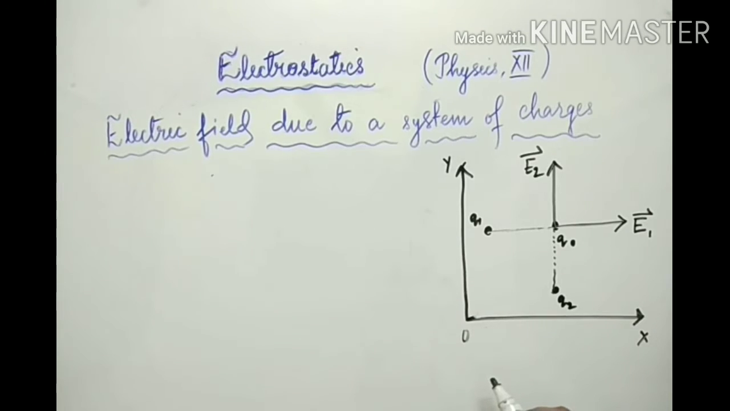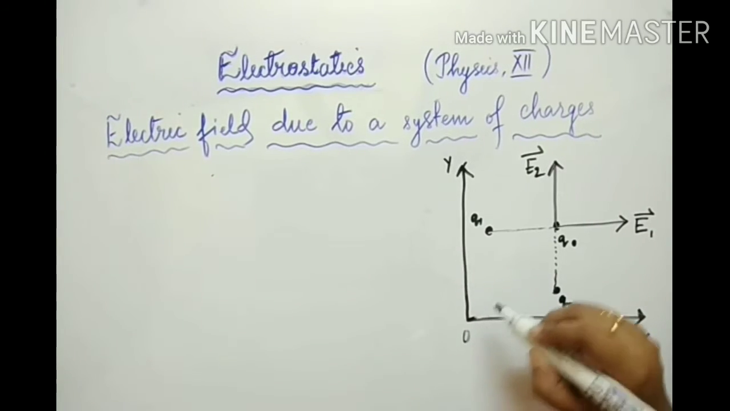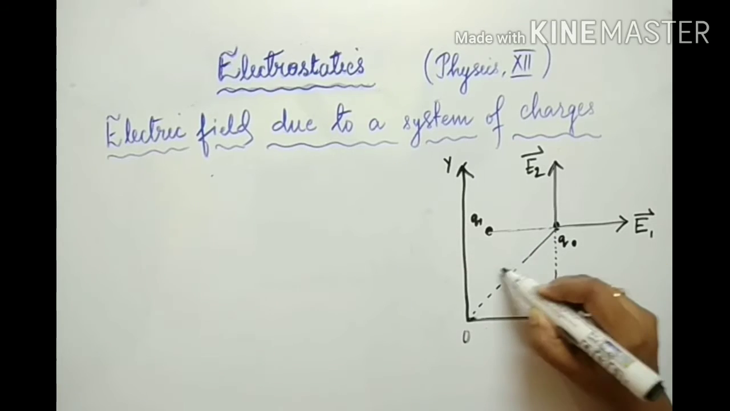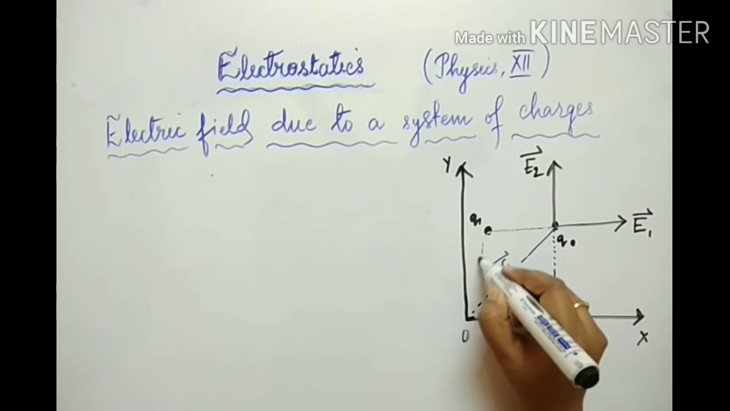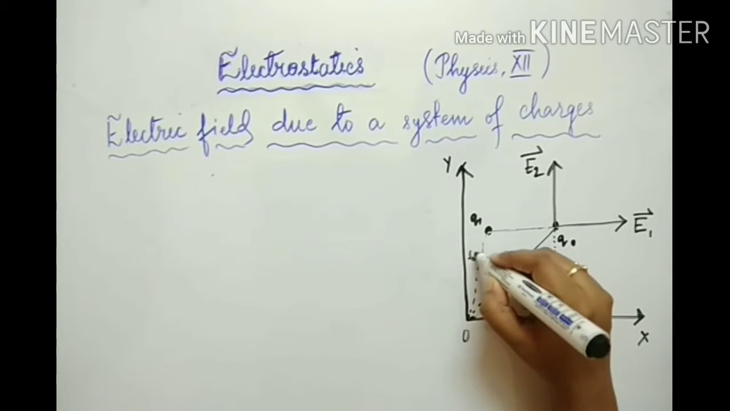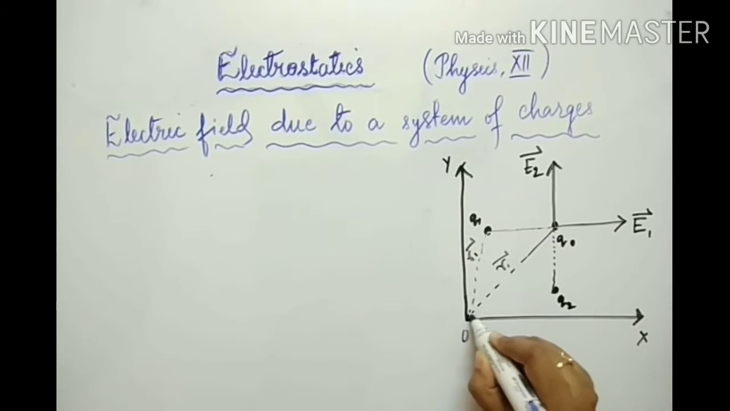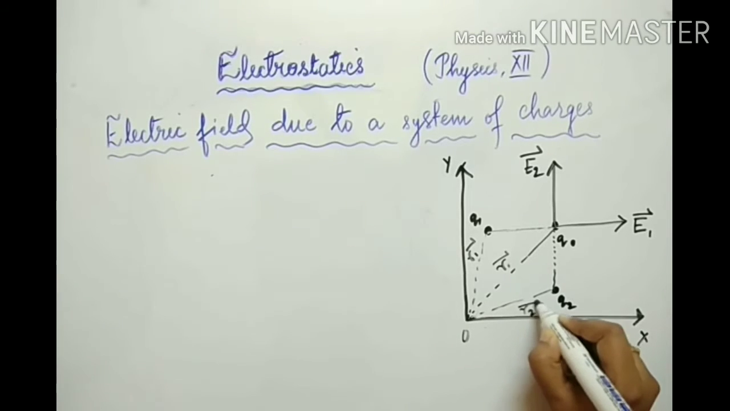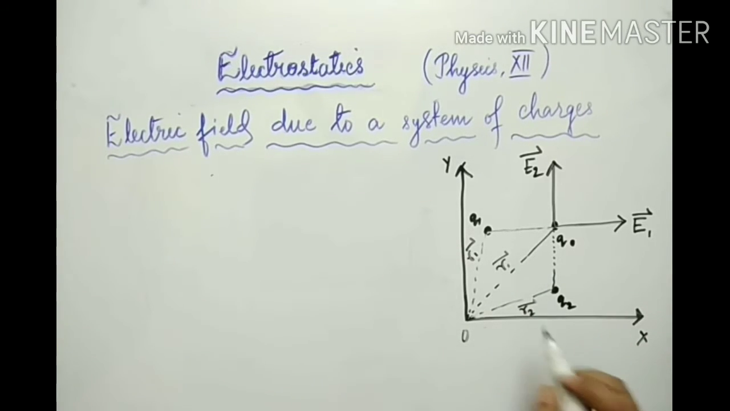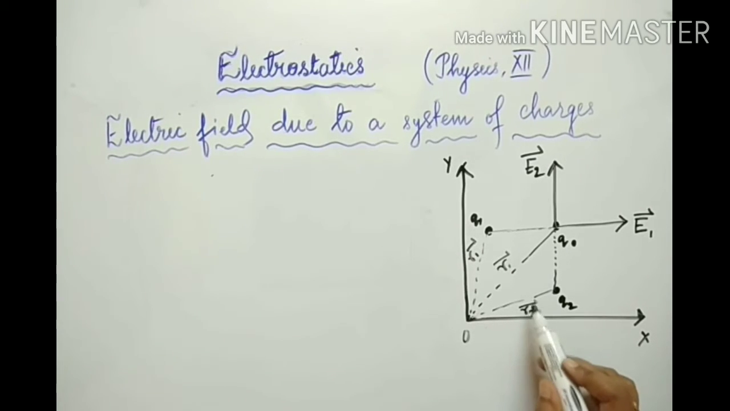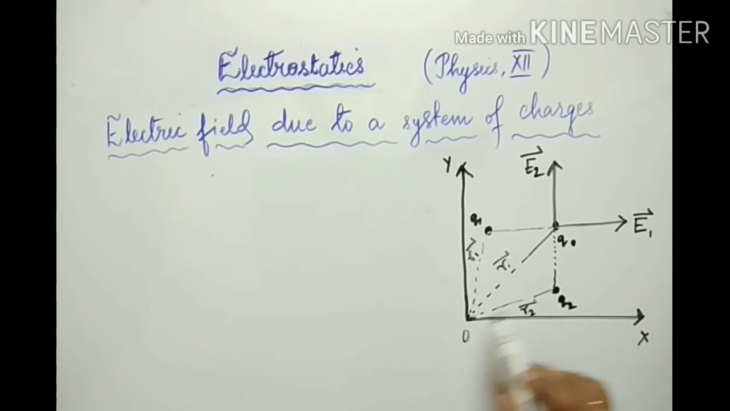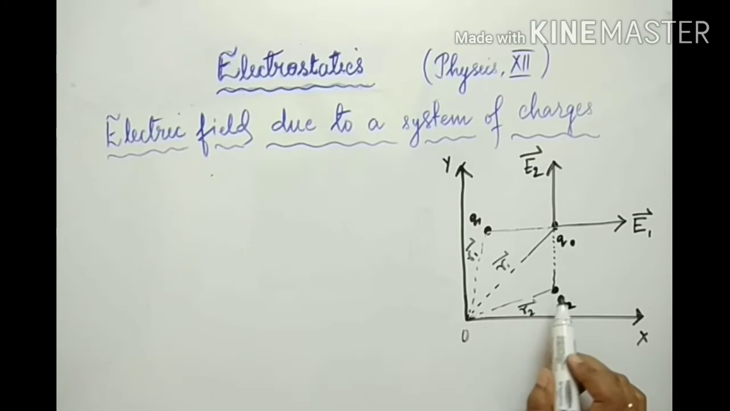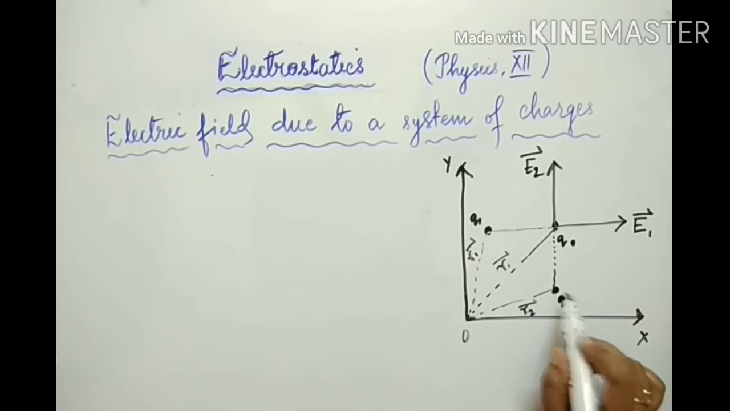Okay, and let us suppose the position vector of this q1 is r1 vector, and this one is r2 vector. So these are the position vectors. We all have learned about position vectors in class 11. These vectors connect the position of a particle to the origin, and it states the direction also of this charge.